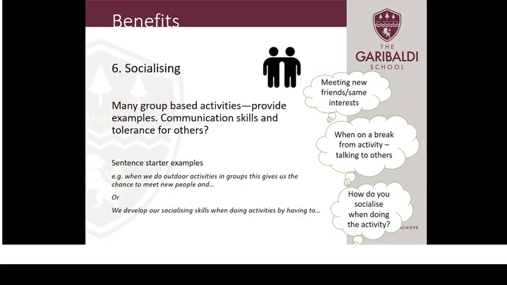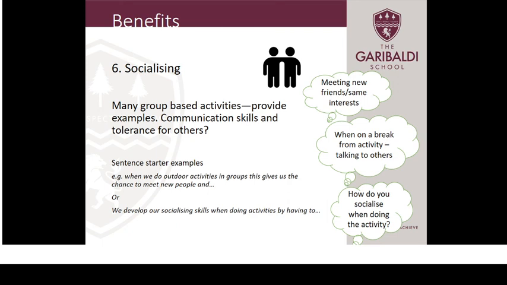And then 6, socialising. The benefit of outdoor activities would be you get to socialise with other people. By doing outdoor activities, you learn to communicate with people about the task, about what you need to do, about the safety, therefore you're learning to communicate. You might then take a break from the activity and you're socialising again during the break with other people. Again, there's some pointers there. Try and link, if you can, to at least 2 outdoor activities.